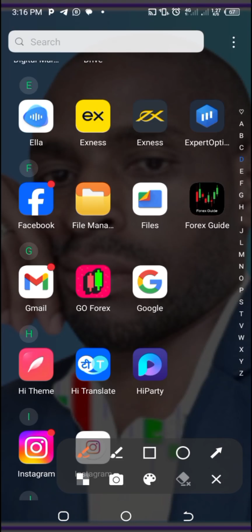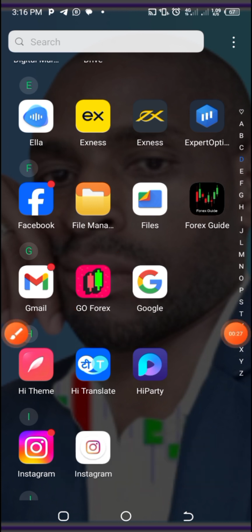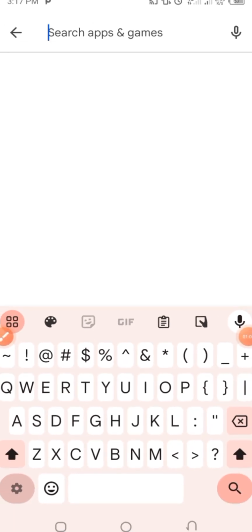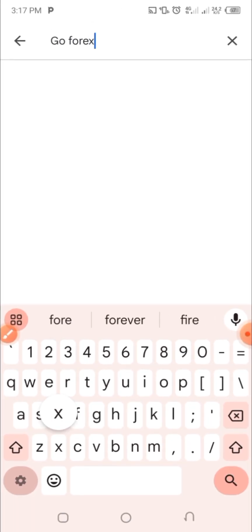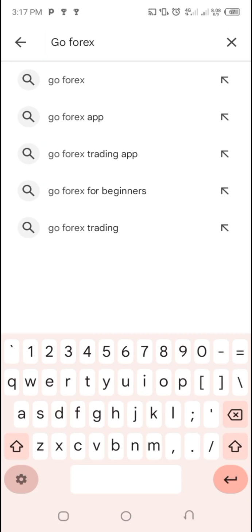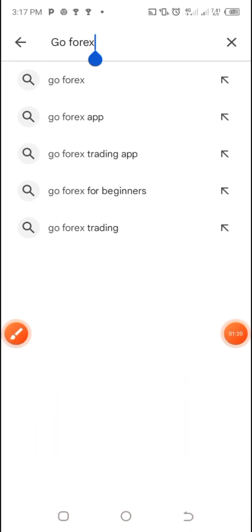I discovered a new Forex application on mobile that can actually teach you 25 free lessons completely for free. And this is the application. It is called Go Forex. So go and download it on Google Play Store, right? And type Go Forex. Once you type this, you are going to see the options which are already searched, and therefore you can go with that one or you can use the one you have searched.